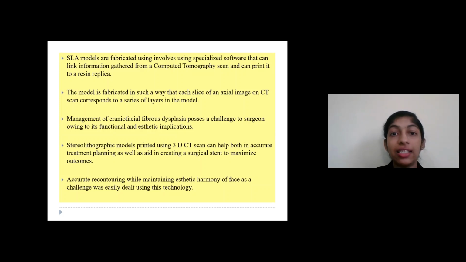The model is fabricated in such a way that each slice of an axial image on CT scan corresponds to a series of layers in the model. Management of craniofacial FD poses a challenge to the surgeon owing to its functional and aesthetic implications. SLA models printed using 3D CT scan can help both in accurate treatment planning as well as aid in creating a surgical stent to maximize outcomes. Accurate recontouring while maintaining aesthetic harmony of the face, as a challenge, was easily dealt with using this technology.